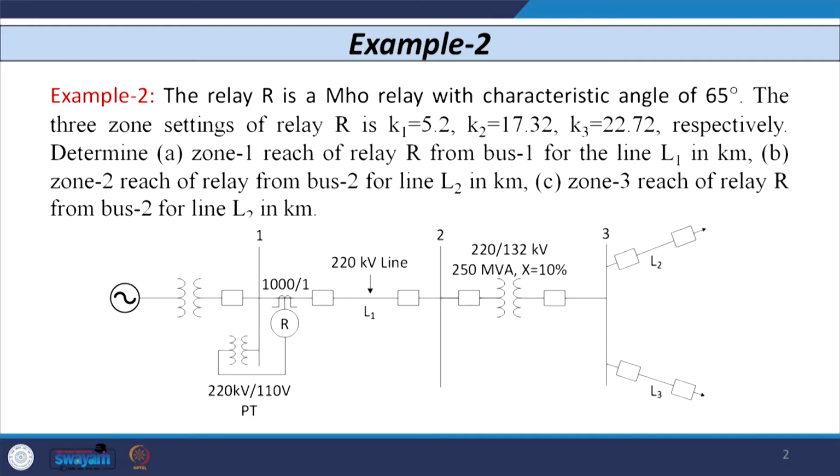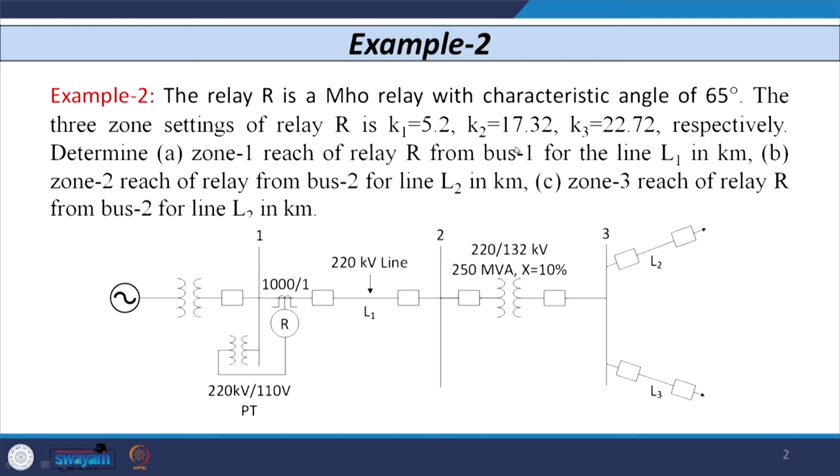So here a single line diagram of a portion of power system is given. Three transmission lines are connected. One is L1 between bus 1 and 2, and the others are L2 and L3 from bus 3. The relay R is located at bus 1. So it is a distance relay having a mho characteristic with characteristic angle 65 degree. The 3 zone settings of distance relay R are given.